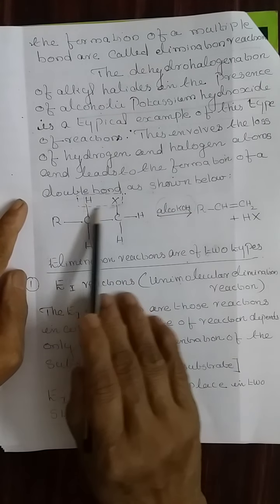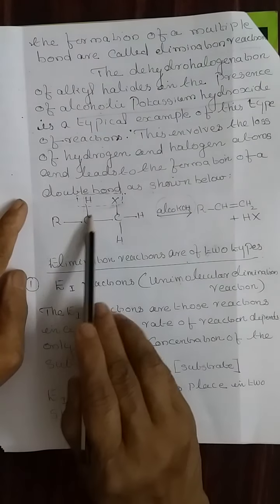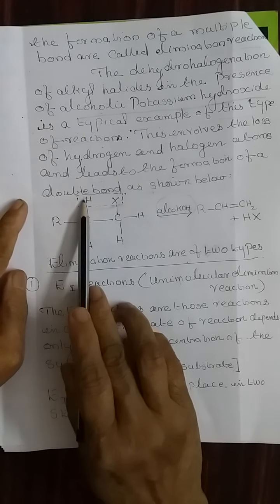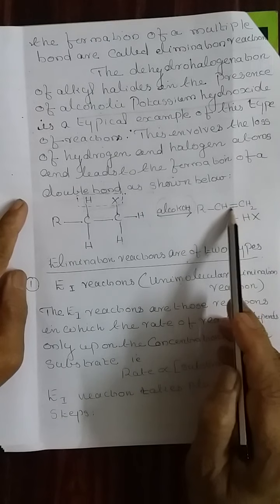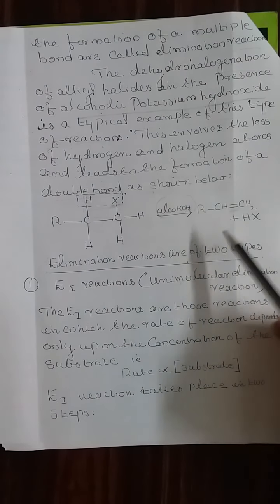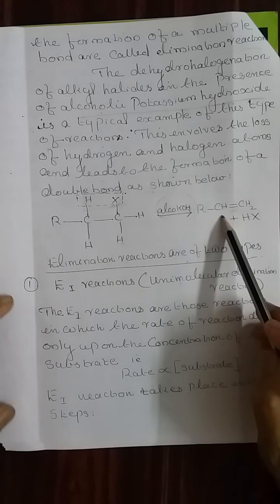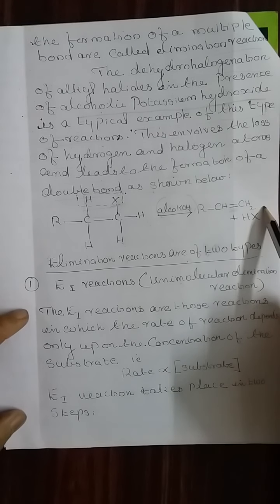As a result, this hydrogen halide is eliminated and these two valencies which were holding the hydrogen and halogen form a double bond here. That is the double bond formed here. The compound obtained is RCH=CH2.